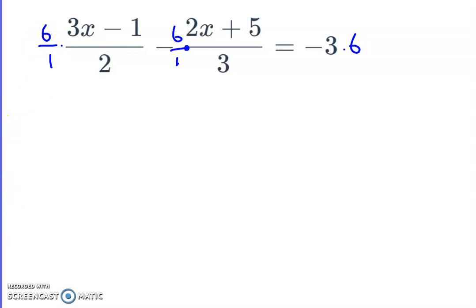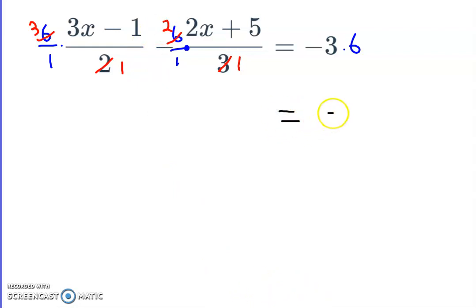Okay. And we'll start doing our reducing thing again here. 2 and 6 are both divisible by 2, so let's get that done. And 3 and 6 are both divisible by 3, so let's get that done. And now we can rewrite this thing.